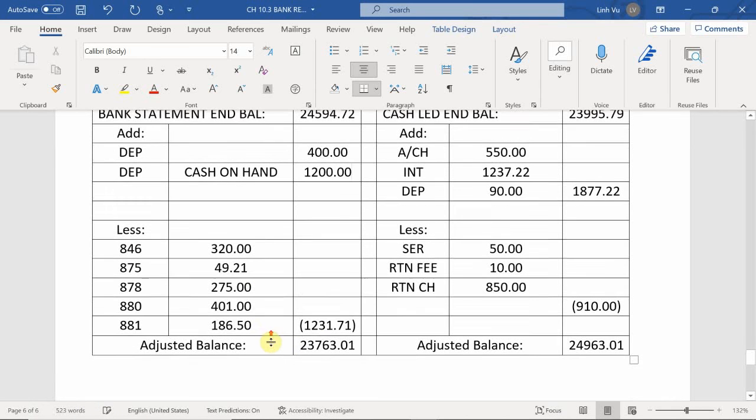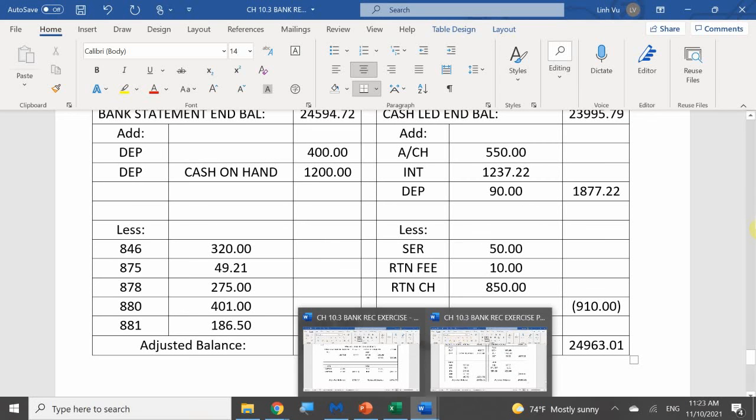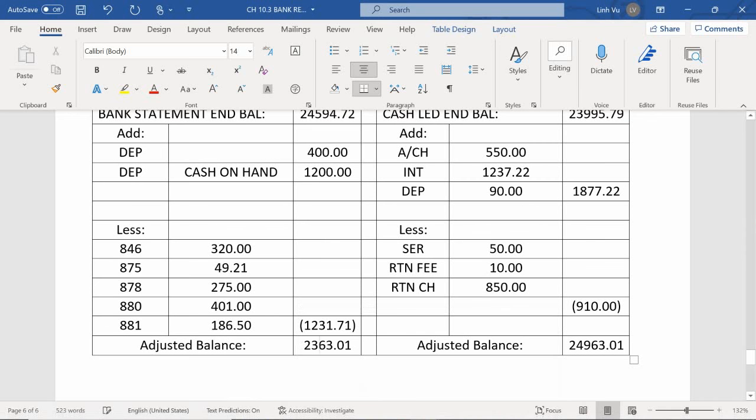So if you add the $1,200, you should get this exact number here. So 12 brings this 9. This brings it to 24,963.01, and 24,963.01 matches on our cash side.